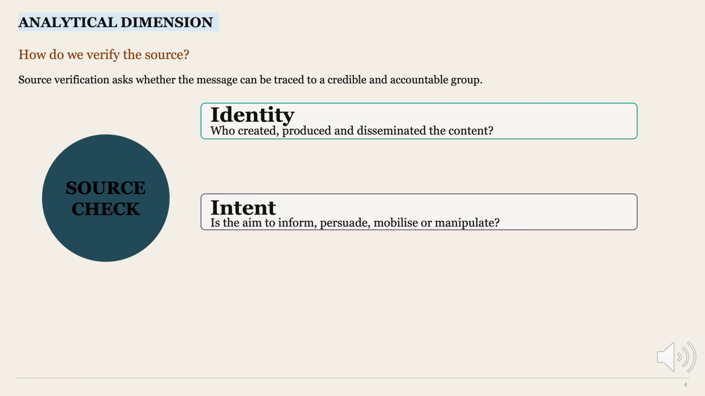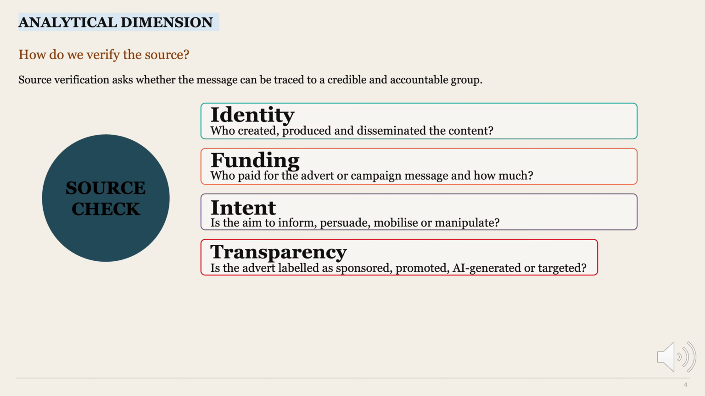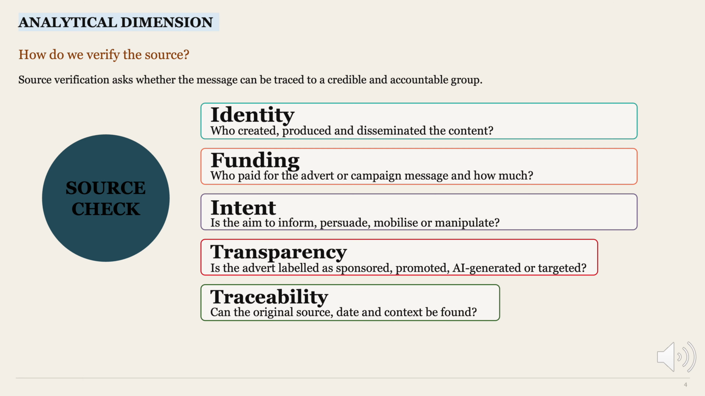confuse. Users should also look for transparency signals, such as who paid for the advert or campaign message and its cost, whether the advert is labeled as sponsored, promoted, AI generated, or targeted, and whether the original source, date, and context can be found online.